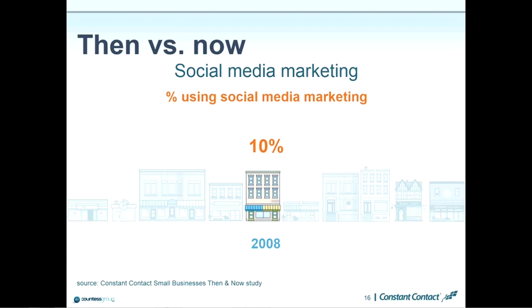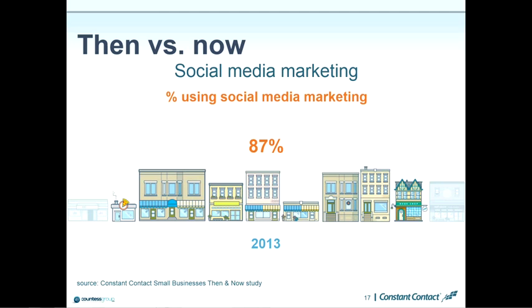Not very long ago, in 2008, we asked small businesses what kinds of tools they were using for marketing, and only 10% were using social media marketing at that time. And 5 years later, in 2013, that had gone up to nearly 90%. Why do you think that is? It's because social media works. Small businesses and nonprofits, we don't have the time to do things that don't work. So this is quite a statistic, and it shows just how integral social media has become as a marketing tool for all organizations.